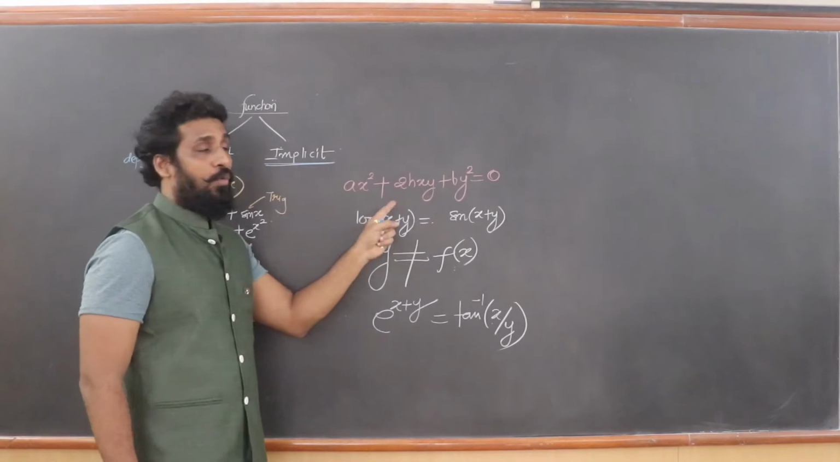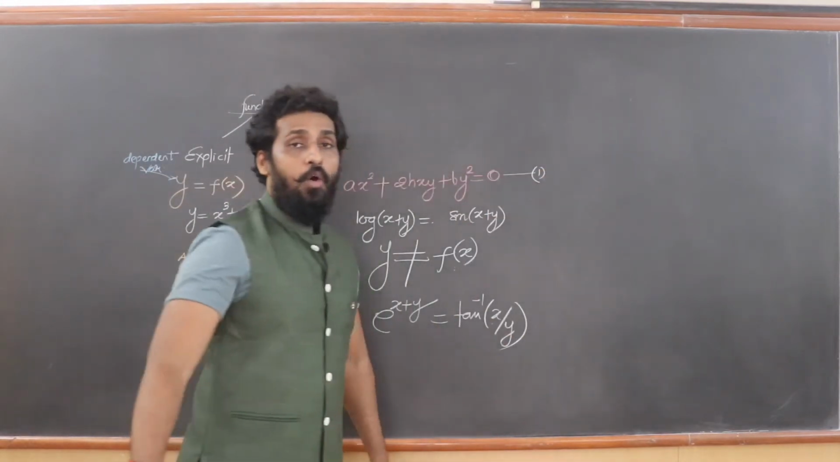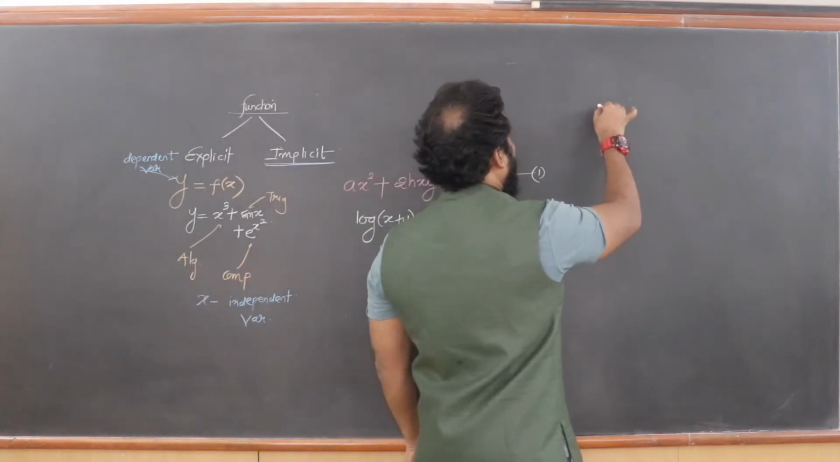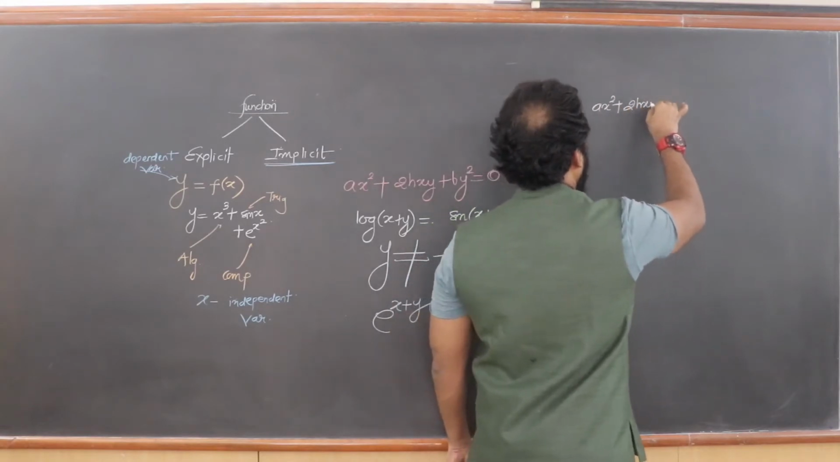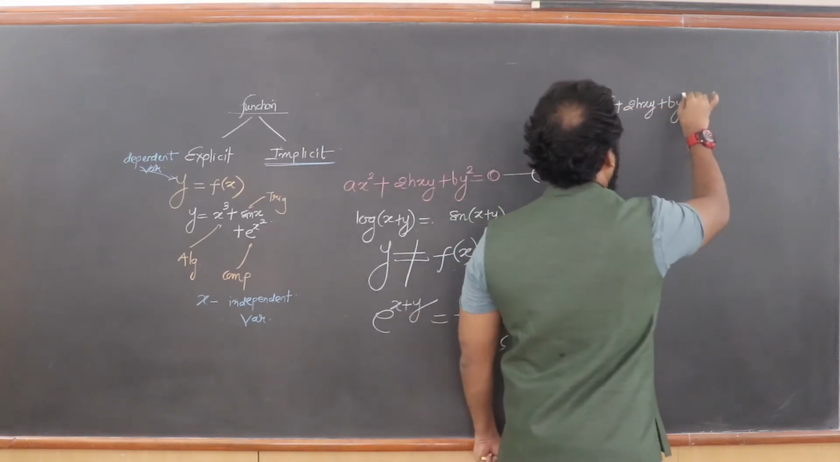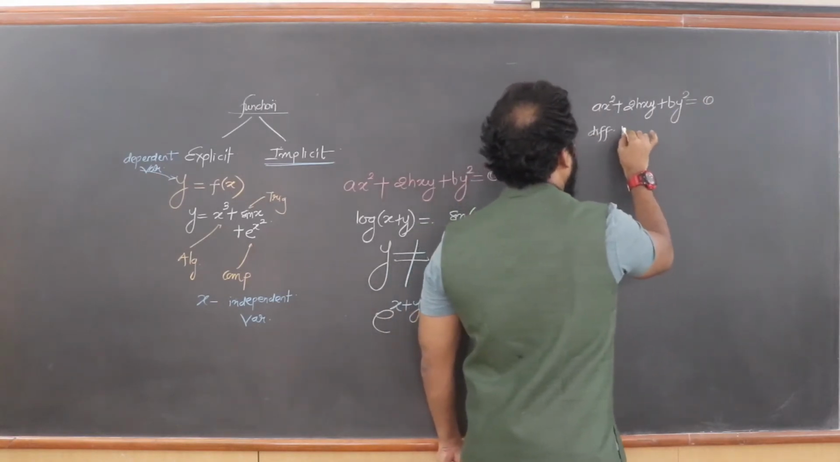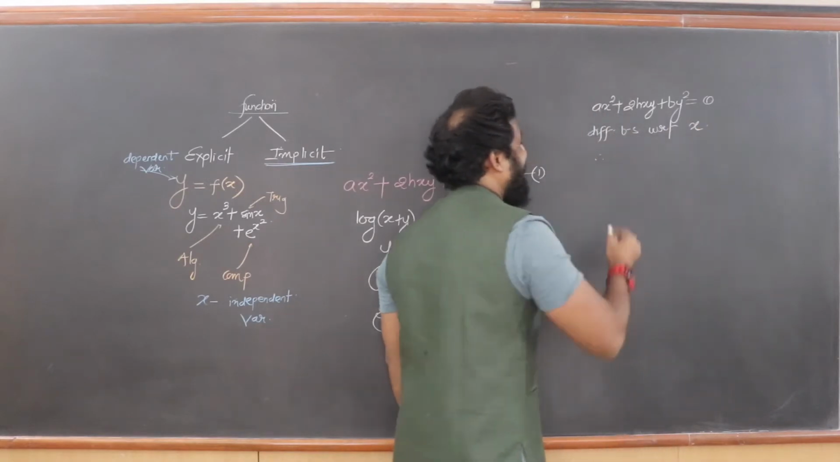So I'm going to differentiate this equation. Let's differentiate. I'm going to call this equation 1. Over here, if I start differentiating, look at this. I have ax square plus 2hxy plus by square equal to 0, and I am going to differentiate both sides with respect to x. So let's get the derivative.